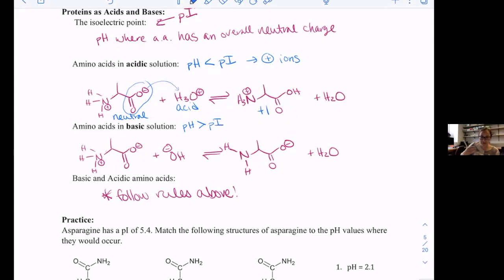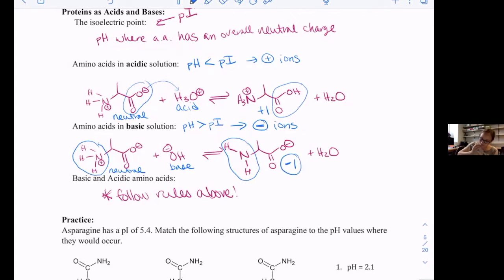So in a basic solution, we have pH greater than the isoelectric point. Then we're going to have negative ions. So we're going to have overall negative charge, not neutral. So we have our neutral amino acid again. We have our base that equilibrates, and it's going to deprotonate this ammonium. So now it's neutral. We're left over with a -1 charge.